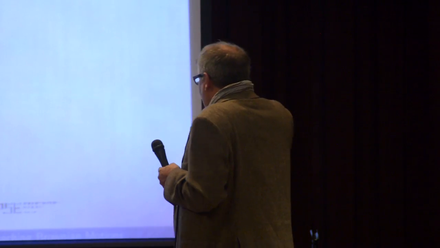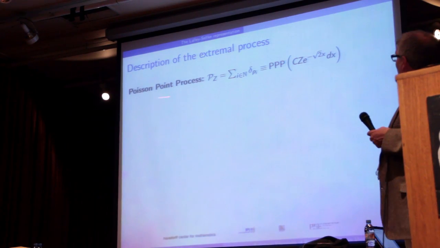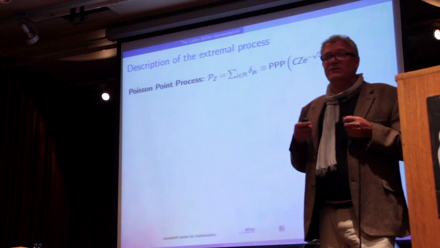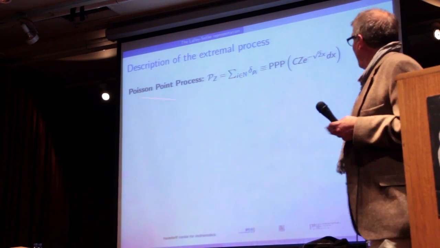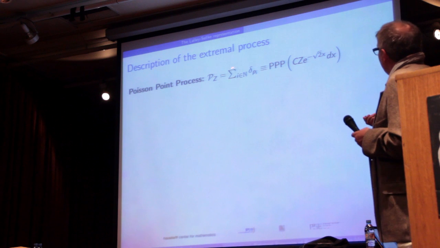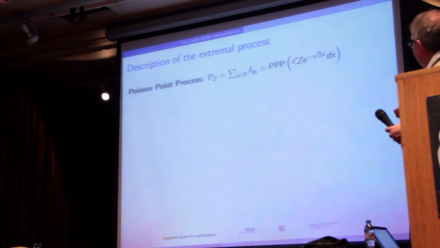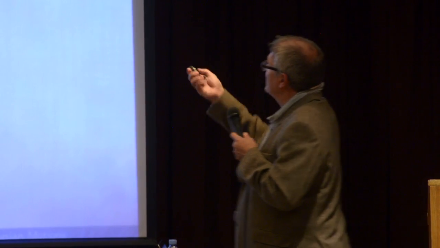So the way this goes is as follows. We take this Z. Remember, Z was the limit of the derivative martingale, so it's a random variable, right? And then we take a Poisson point process with this random intensity Z times C times e to the minus square root of 2 x. Okay, so this is just the Poisson process.